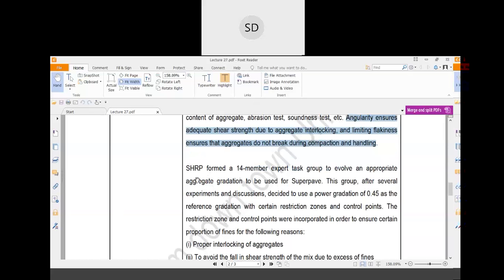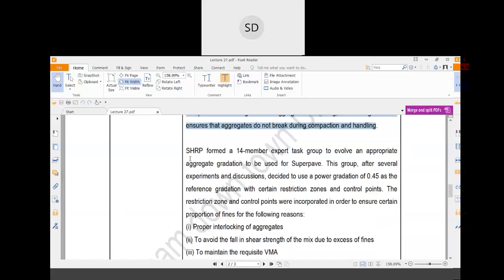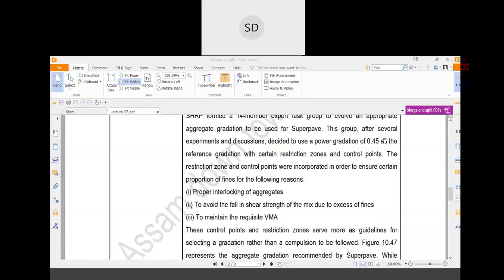Now, there was one committee that formed a 14-member expert task group to evolve an appropriate aggregate gradation. So, what should be the appropriate aggregate gradation? They have tested this for the Superpave. Now, this group, after several experiments and discussion, decided to use a power gradation of 0.45 as the reference gradation with certain restriction zones and control points. So, what is this power gradation? I will discuss this later on.